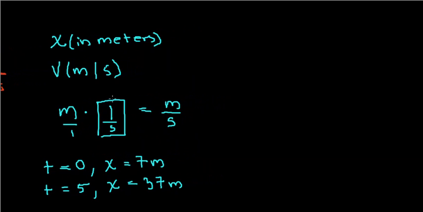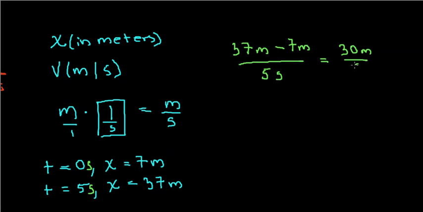But let's talk about how we get from that in units, and I'll be focusing more on these units now. So x final is 37 meters minus 7 meters, and divide that by 5 minus 0, which is just 5 seconds. And that gives us 30 meters per every 5 seconds, which is equal to 6 meters per second. And so you can see that by taking the slope, we finally get to this conversion that we've made right here.